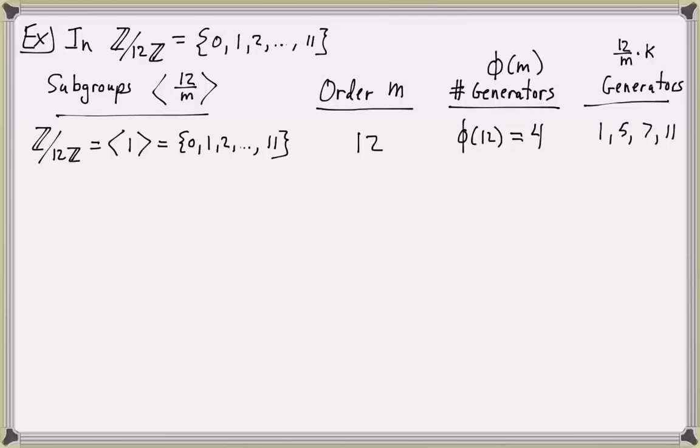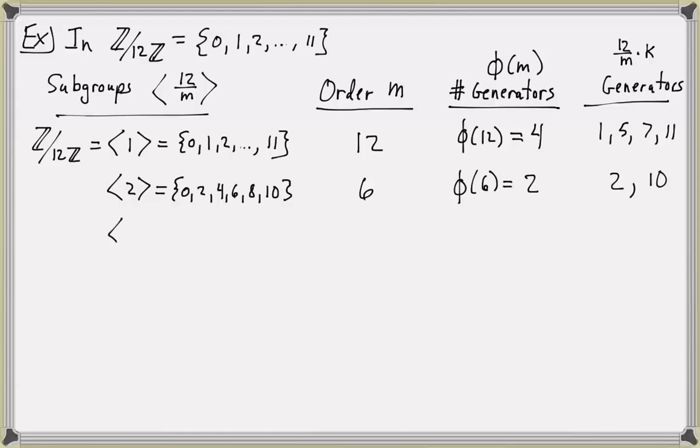Now let's look at the divisor 6. Now 6 is a divisor of 12, so the cyclic subgroup of order 6 is generated by the integer 2. So these are the multiples of 2, so 0, 2, 4, 6, 8, and 10. So this group has order 6. There are phi of 6 generators. So there's actually only 2 generators, and 2 is 1 generator, and then 10 is 2 times 5, and 5 is relatively prime to 6, so 10 is another generator.